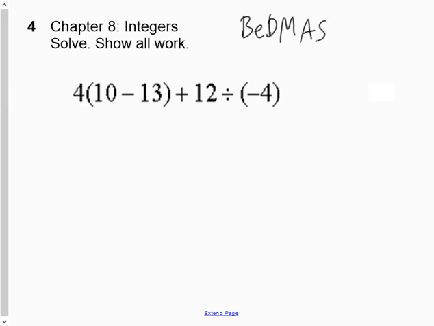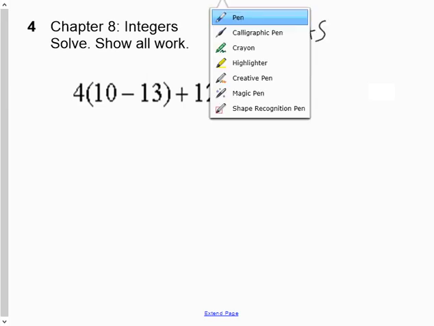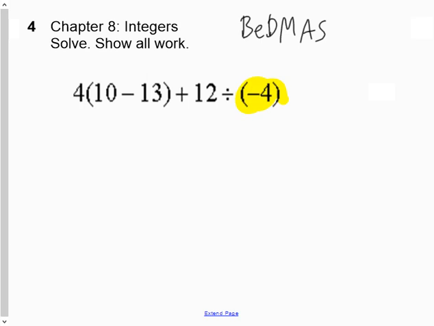B-E-D-M-A-S, is brackets. And some people think that, oh, let me grab a highlighter. Some people think this is brackets. But if you look inside there, there is no operation inside those brackets. And those brackets are there only to separate the integer sign of negative from the division sign. So those are not brackets. Those are just separation of operation sign from an integer sign. But these here, this right here, is a bracket. So we're going to solve that first.